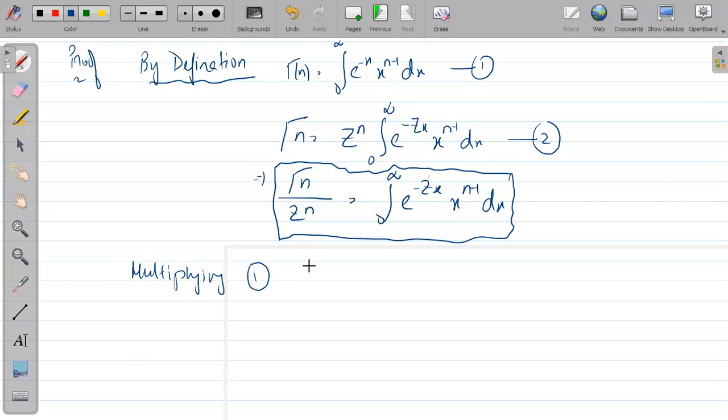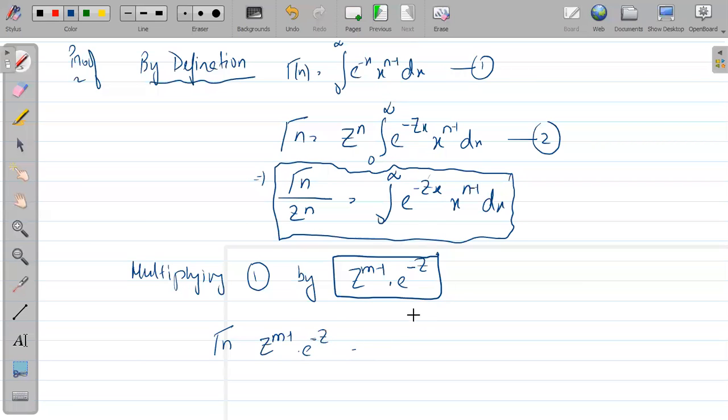If you don't understand the proof, then also it's okay, but try to understand, obviously. Multiplying 1 by z to the power m minus 1 into e to the power minus z. I am multiplying this part. This is z to the power m minus 1 in 1. So in the left hand side, gamma of n into z to the power m minus 1 into e to the power minus z. Here also I'm multiplying the same thing, z to the power m minus 1 e to the power minus z. Earlier, originally it was e to the power minus x into x to the power n minus 1 dx.